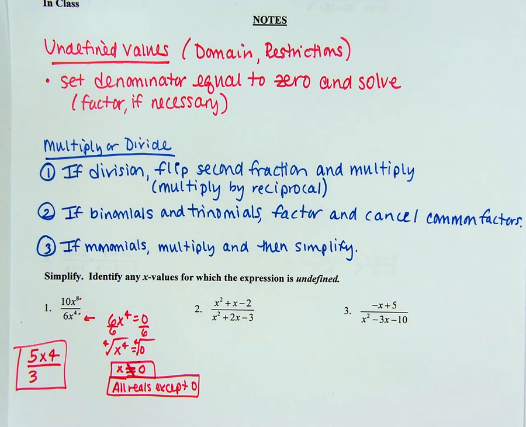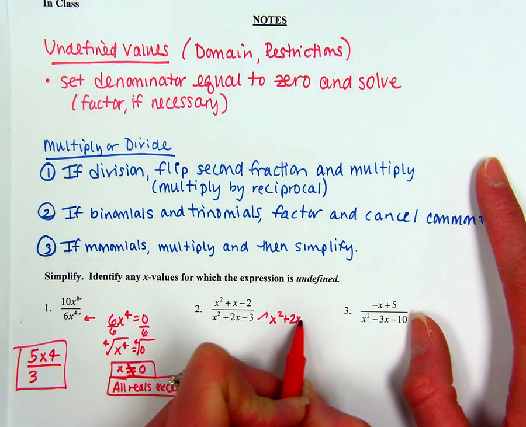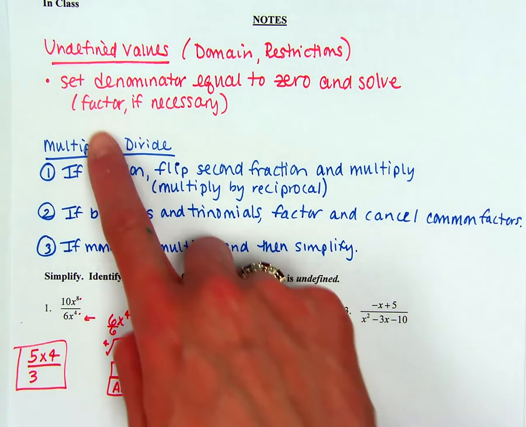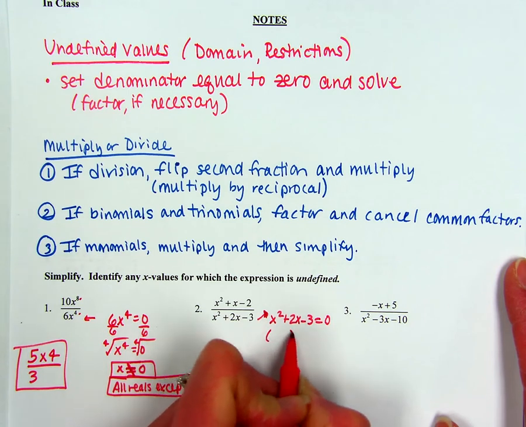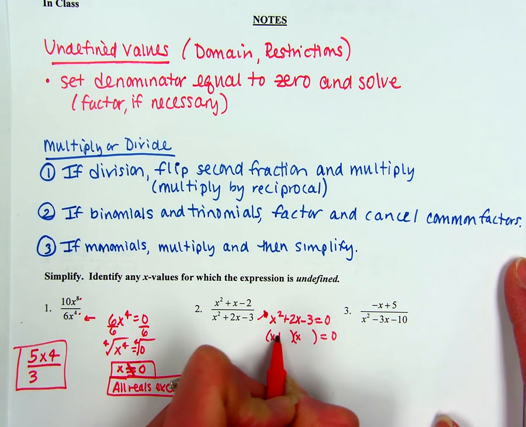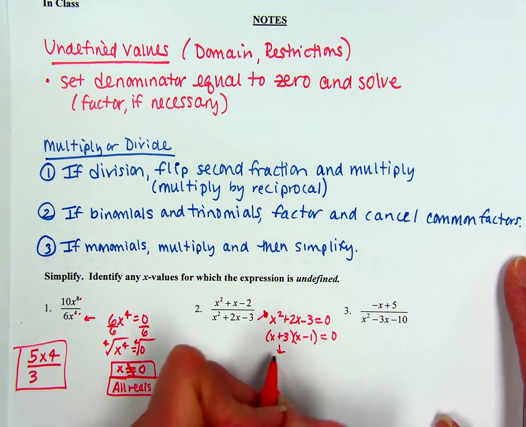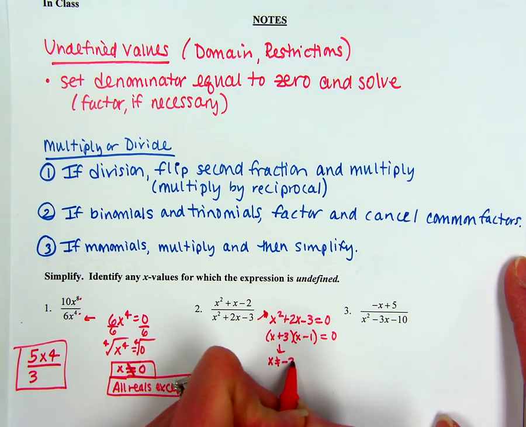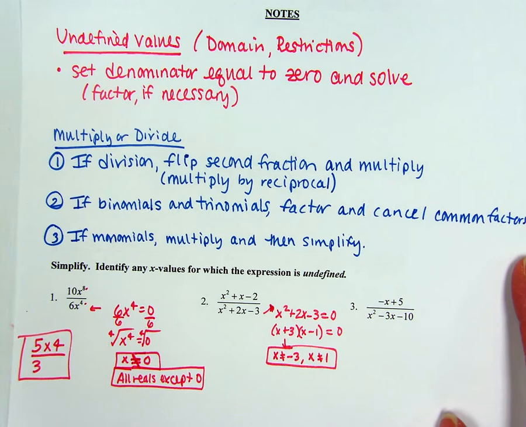All right, problem number 2, we're going to simplify and identify anything where it's undefined. Okay, so I'm going to look at my denominator. X squared plus 2x minus 3 equals 0. In this case, we do need to factor. So I want to know what are 2 numbers that multiply to negative 3 that add to positive 2. So I'm going to say plus 3 and minus 1. And then remember that you take the opposite. So x cannot equal negative 3 and x cannot equal 1. Okay, so that's my undefined part.